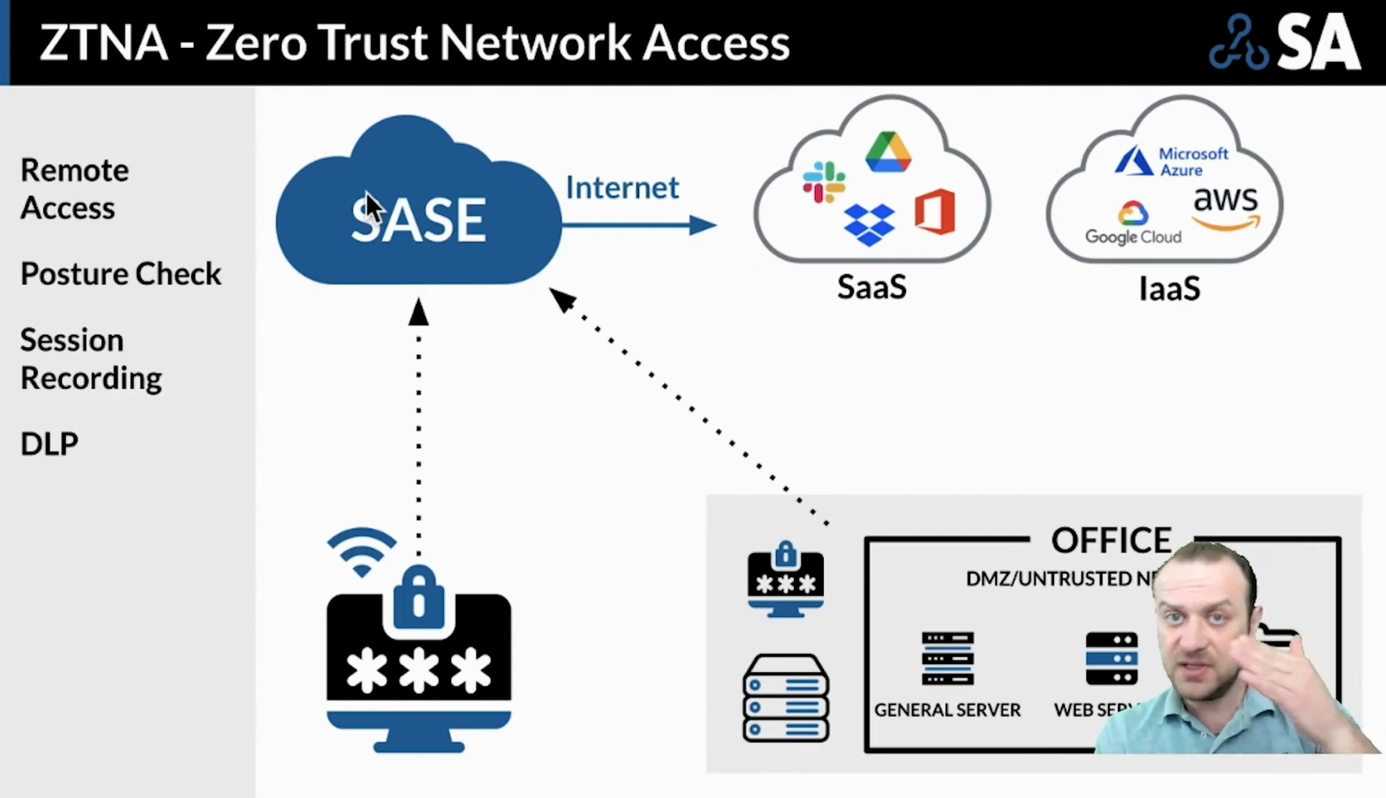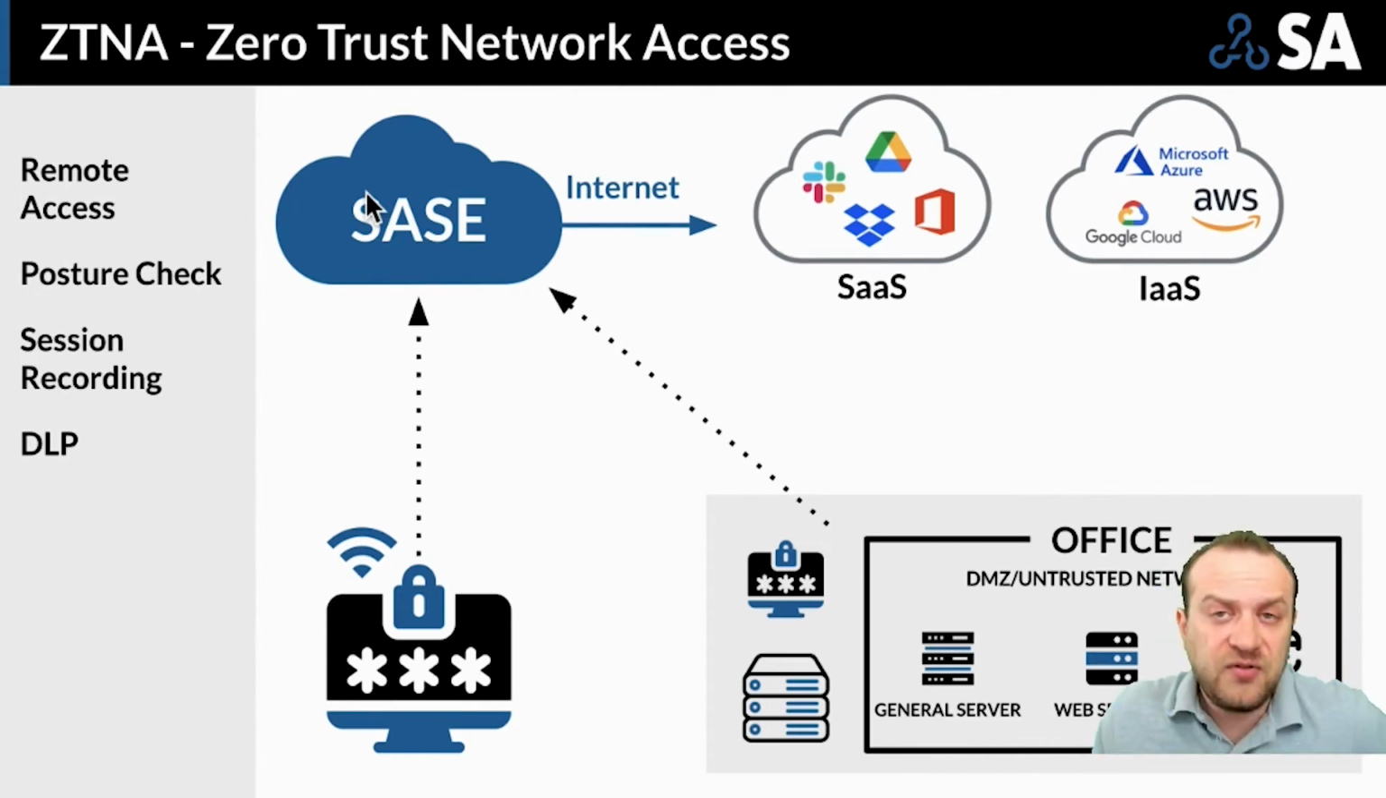So on top of ZTNA and SASE as well, the secure web gateway part, we can put behavior and definitely do a posture check from where you're coming. And basically, we are almost whitelisting, or blacklisting in this case, the bad people that are trying to connect and do something else with the environment.